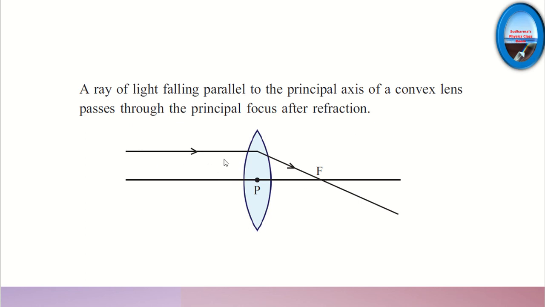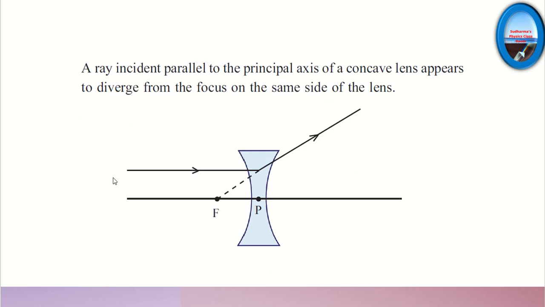So we have to use a parallel ray of light after refraction from the convex lens. Remember, I'm talking about convex lens. It passes through the focus. Okay. How about the concave lens then? A ray incident parallel to the principal axis of a concave lens appears to diverge from the focus on the same side of the lens. It just goes away from the focus.